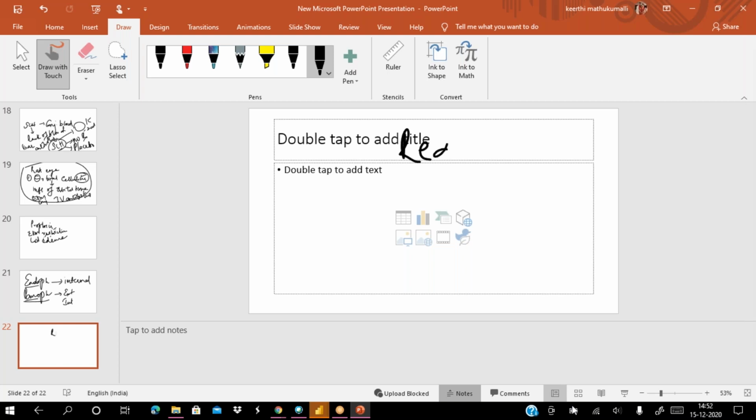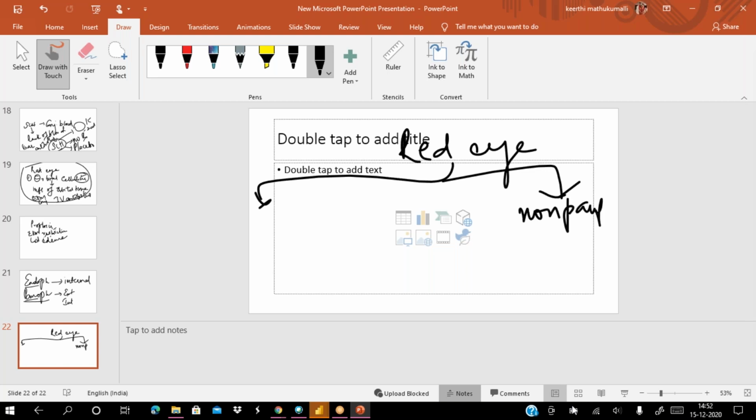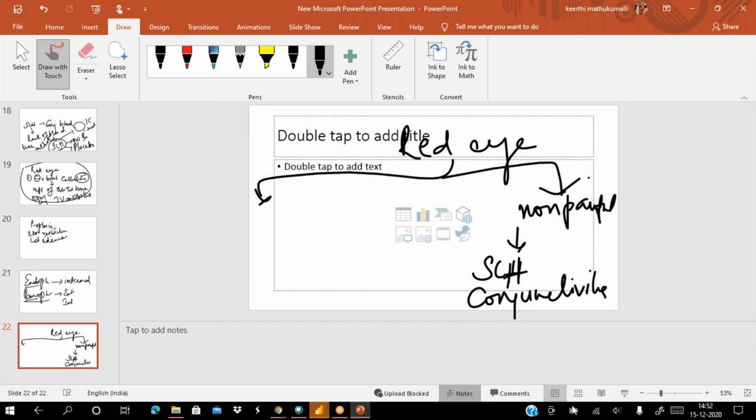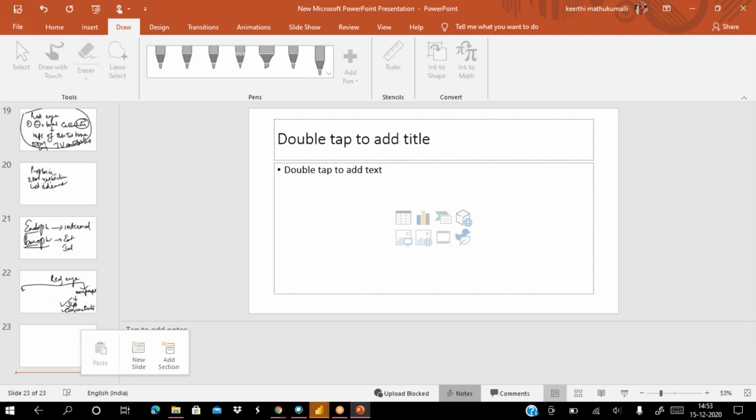Now coming to red eye, sometimes they will ask you a question: what are the painful causes and what are the non-painful causes? I will tell first. You can remember all others as painful. Only two causes are non-painful: subconjunctival hemorrhage and sometimes conjunctivitis. Not all the times, but sometimes conjunctivitis can be painful. So only these two causes are non-painful. Remaining are all painful causes of red eye.